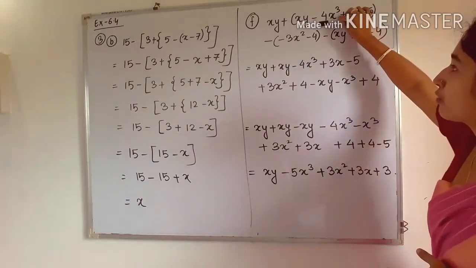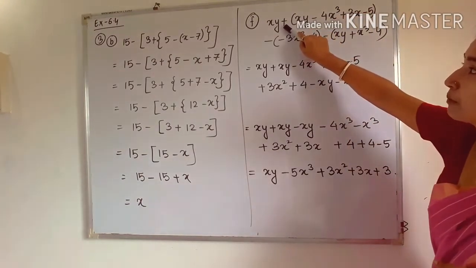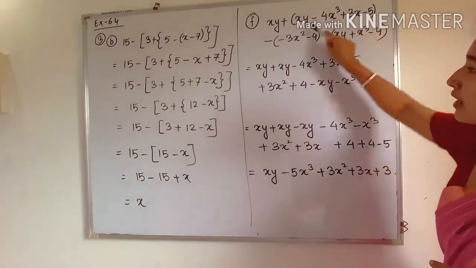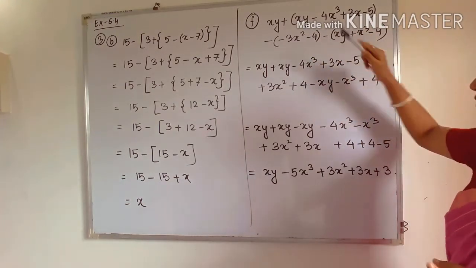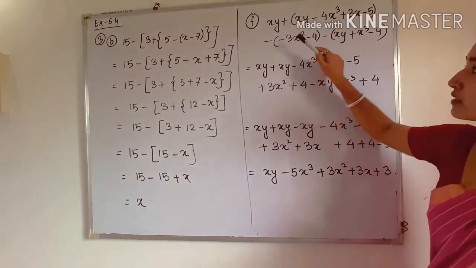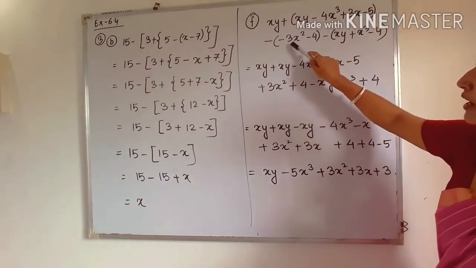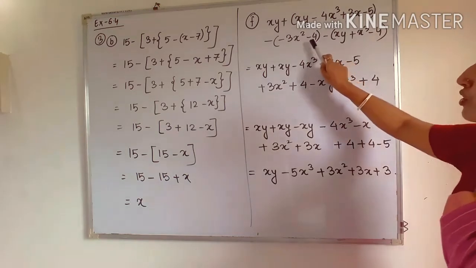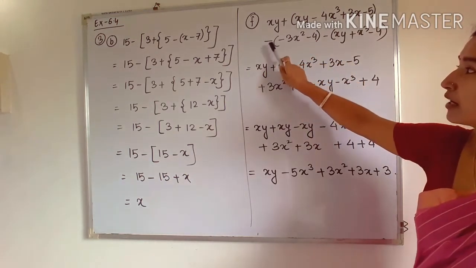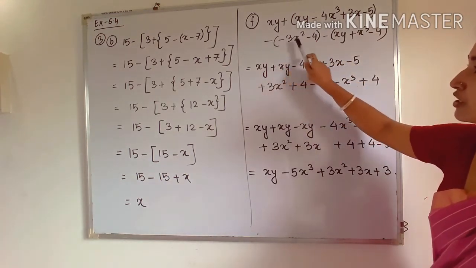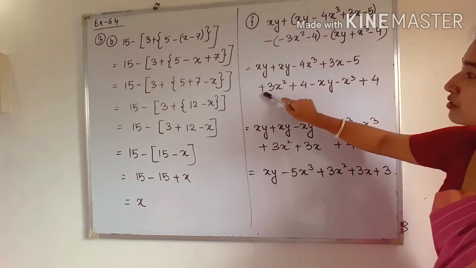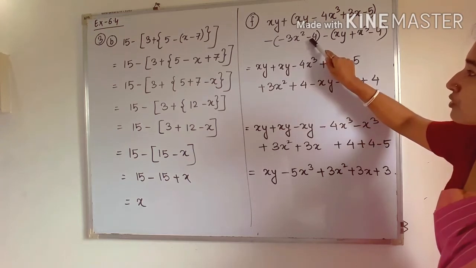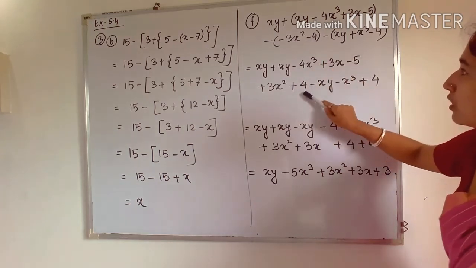So outside the first bracket we have a plus symbol, so there will be no change in the sign, so we write like this only: xy minus 4x cube plus 3x minus 5. Next, after this we have the second bracket, minus 3x square minus 4. Outside this bracket we have a minus sign, so we have to change the sign after opening the bracket. So this will become plus 3x square. This will also become plus, so plus 4.